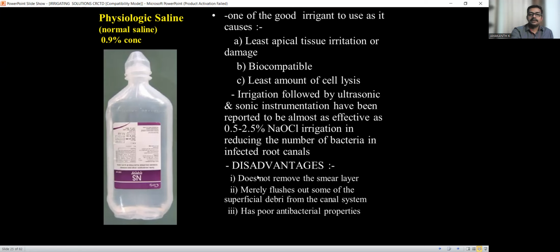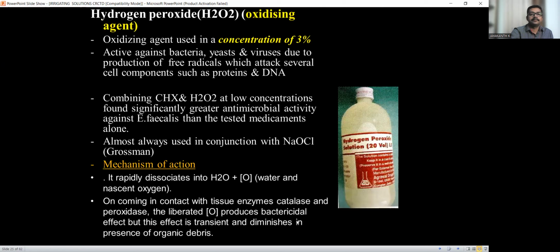The drawbacks are that it does not remove the smear layer and it merely flushes out some of the superficial debris from the canal system. It has poor antimicrobial properties. So these are the drawbacks of normal saline as an irrigant. So the tissue dissolution property also is very much limited when you compare it with sodium hypochlorite.